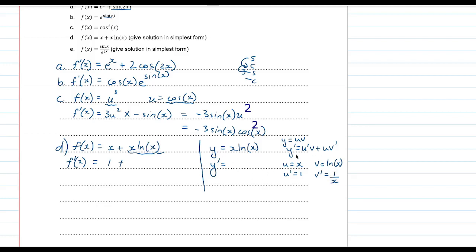So let's write this in. So u dash v is going to be 1 times ln x, so that's just ln x, plus u v dash, so x times 1 over x, which is just 1. And so we can write that in here, which is going to simplify to 2 plus ln x.